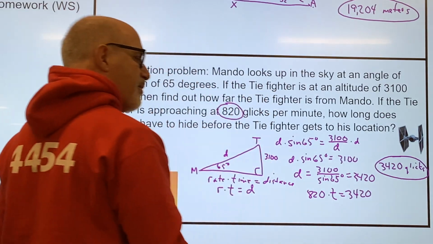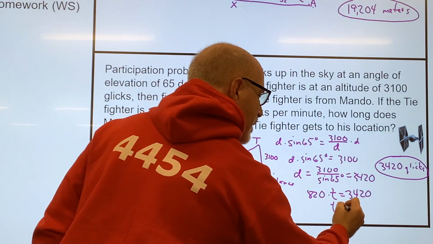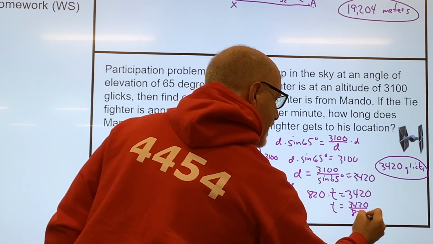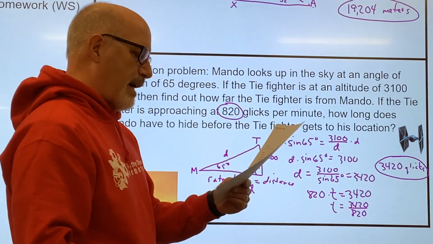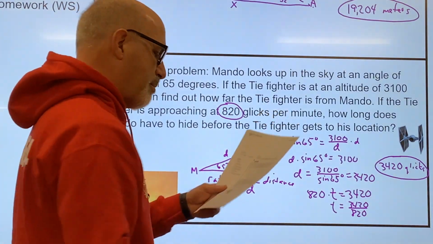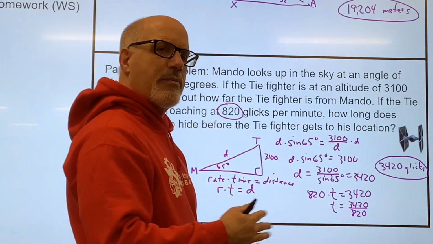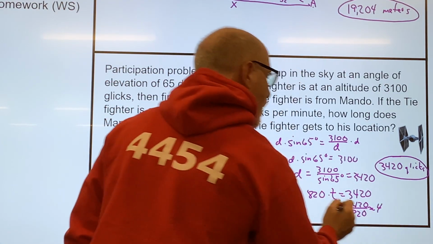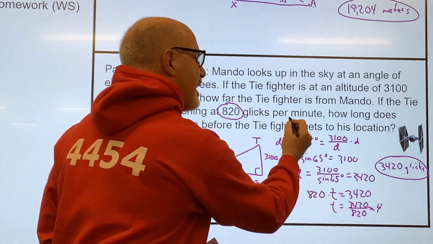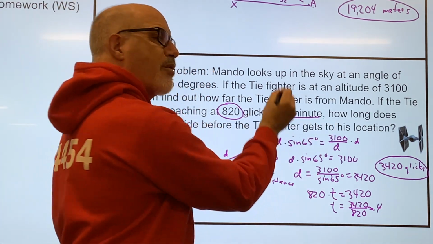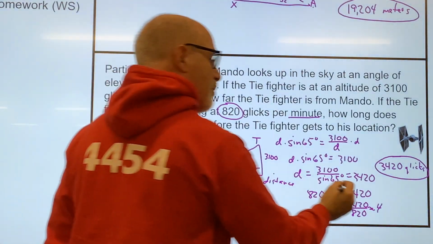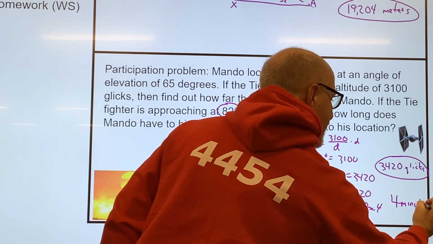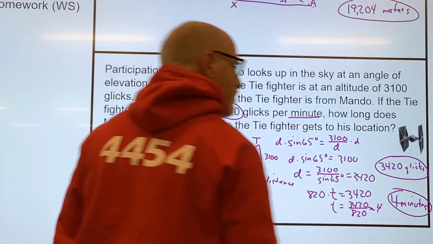Now, how you get T by itself is you divide by 820. So you divide 3,420 by 820, and you get about, we're going to estimate this one, I'm going to round to the nearest minute. This is about 4 minutes. Now, how do I get minutes? Notice that the unit it uses is glics per minute, so I know my time element is minutes, so my answer is approximately 4 minutes. It depends on what you're asked to round to.